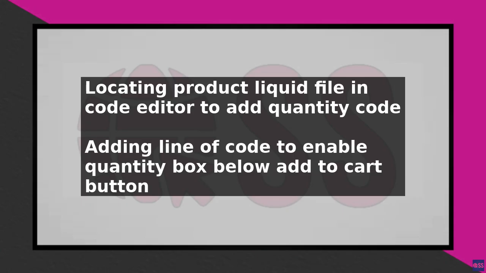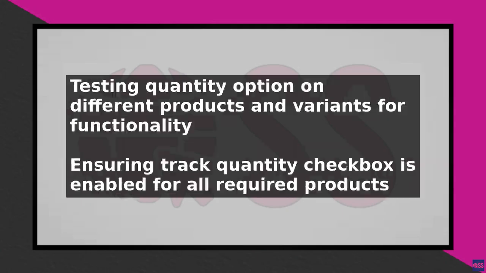To test, navigate to your store and select the product you just edited. You should now see a quantity box where customers can enter the quantity they want to purchase. Best practice is to test the quantity option on different products and variants to ensure it is working as expected. Also, ensure that the Track Quantity checkbox is enabled for all products that require the quantity option.